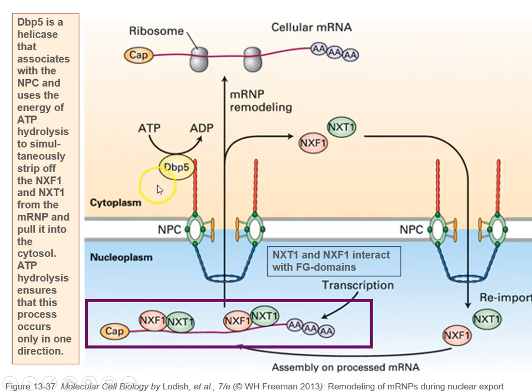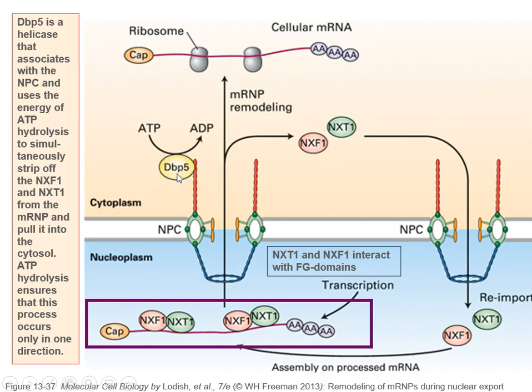What's happening here, and this is discussed in our textbook, is this DBP5. That's a helicase, and it associates with the nuclear pore complex. Its job is, once the messenger RNA has transported itself across this nuclear pore complex, it strips off the NXF1 and the NXT1, and that helps pull it into the cytosol.